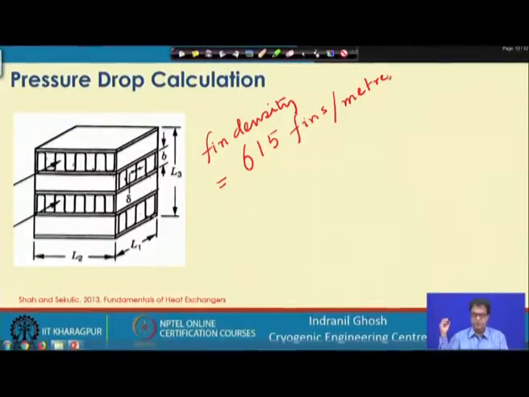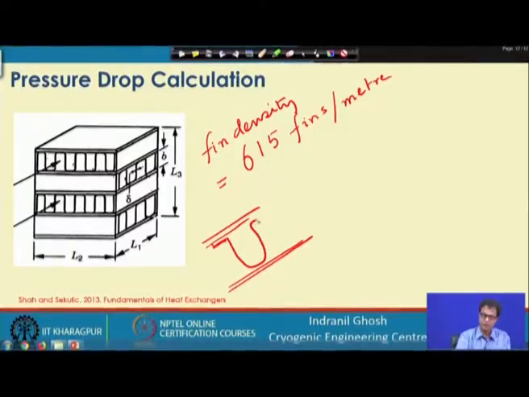So, if we have 615 fins per meter, that means we have this kind of fin. Say these are the two separating plates, and we have this kind of fin, and like this we have. So, between them, how frequently they are appearing, that is what is the fin frequency.